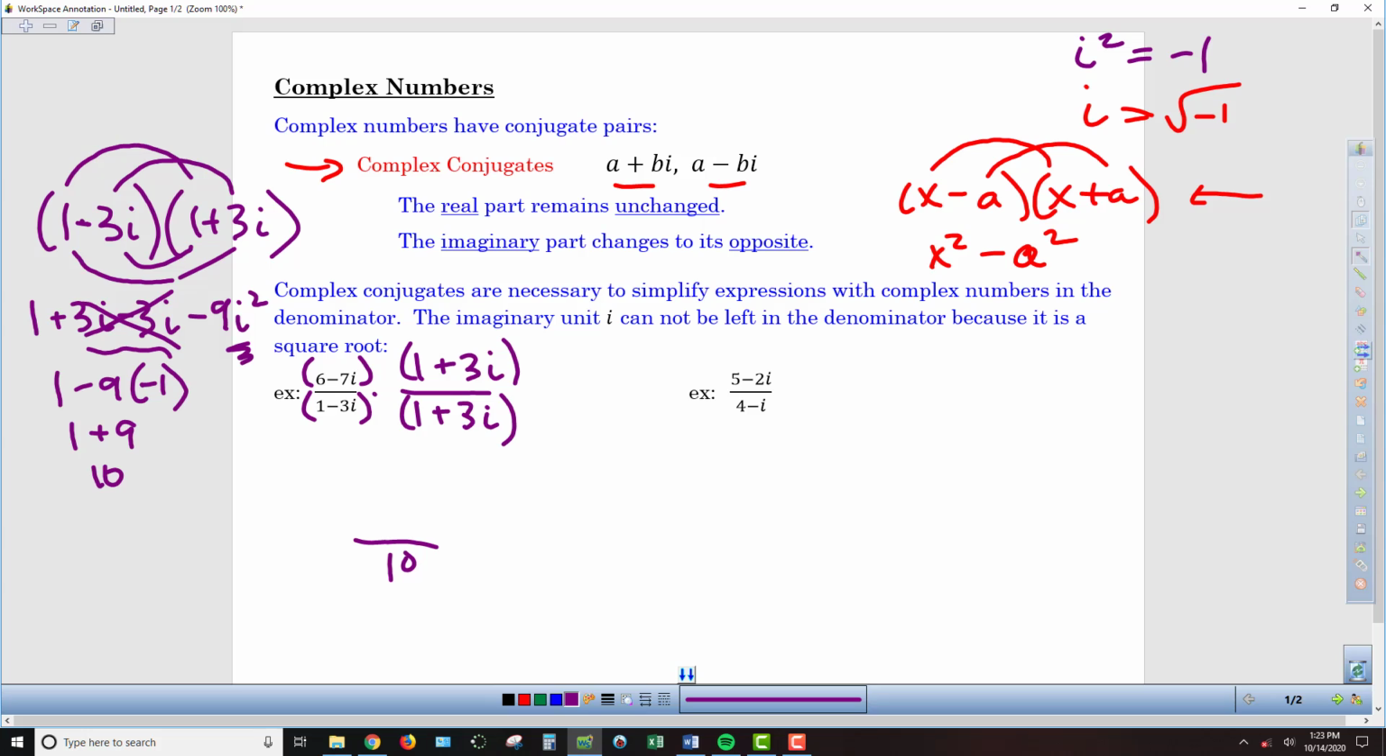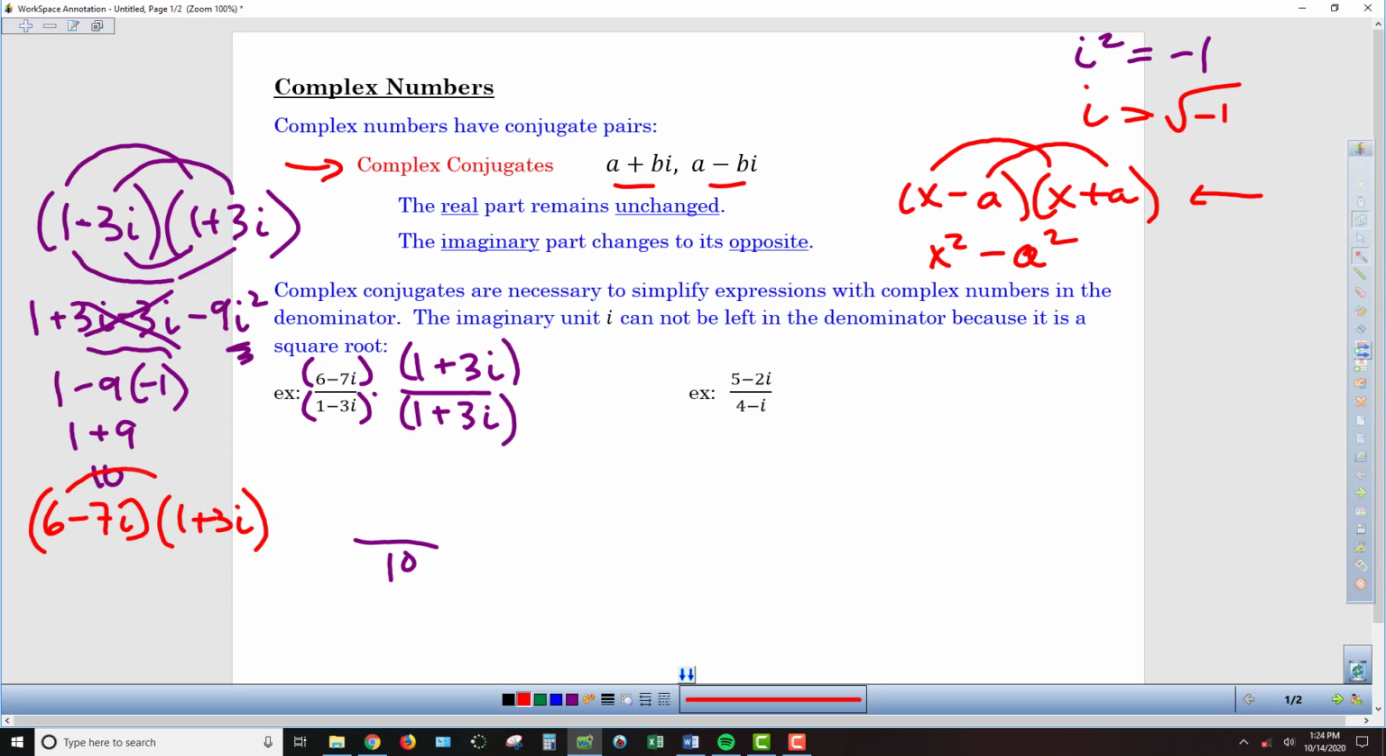Now for the numerator, I have to do a full FOIL, and it's okay if I end up with an imaginary number when I'm all done. It's no problem to have an imaginary in the numerator, it's just the denominator that we have to concern ourselves with. So again, I'm going to go off to the side here to do this multiplication. So I've got 6 minus 7i times 1 plus 3i.